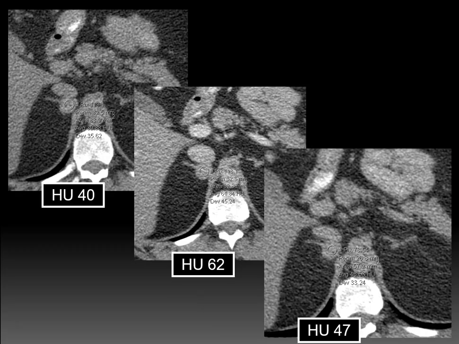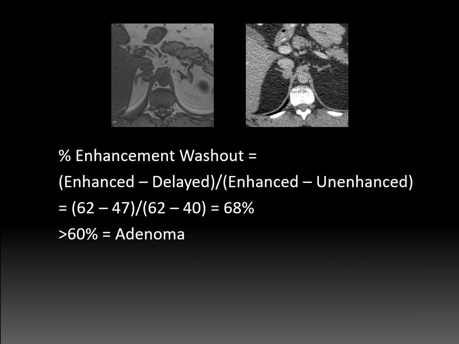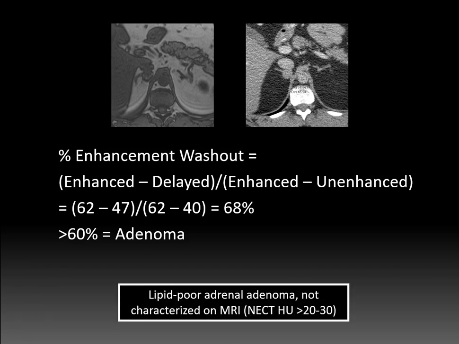However, if we do a three-phase CT scan, again, the non-contrast, portal venous phase and 15-minute delayed phase, we acquire these density measurements on each of the three phases. We calculate the percent enhancement washout. In this case, you can see that it's 68%, which is more than 60%, and this is therefore diagnostic of a lipid-poor adrenal adenoma.